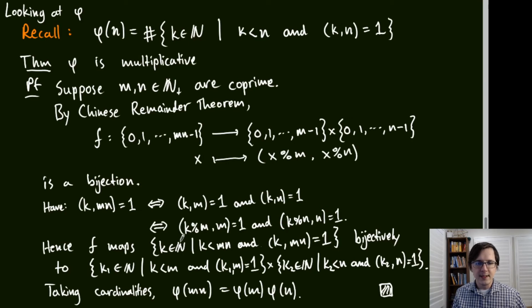Because of this equivalence, f maps this set, the set of all numbers in the domain whose GCD with mn is 1, bijectively onto this set of numbers that are less than m that are coprime to m, times numbers that are less than n that are coprime to n. Since f maps this set bijectively onto this Cartesian product of sets, if we take cardinalities of both sets, we get equal numbers. The cardinality of the first set is phi of mn, and the cardinality of the second set is the product of the cardinalities, which is phi of m times phi of n. So that's one proof of this, and we might see another proof of it probably next week.